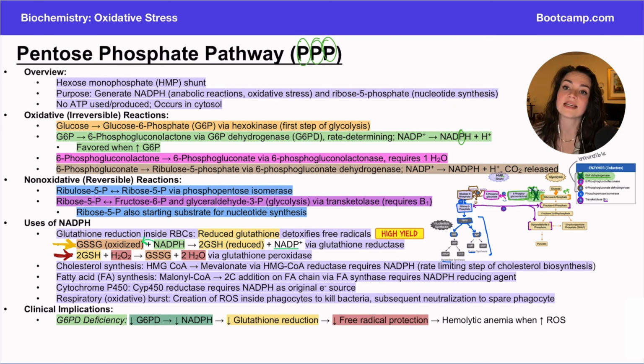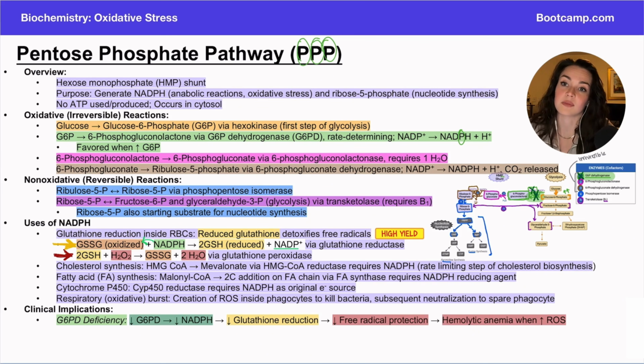What that means is, in times of stress, when there are increased reactive oxygen species, patients with a G6PD deficiency cannot protect against those reactive oxygen species. They're vulnerable, and they will develop a hemolytic anemia where their red blood cells just start to explode from the stress. And you can check out the HEMOC section if you want more details on that, because that is a very important deficiency to be aware of.